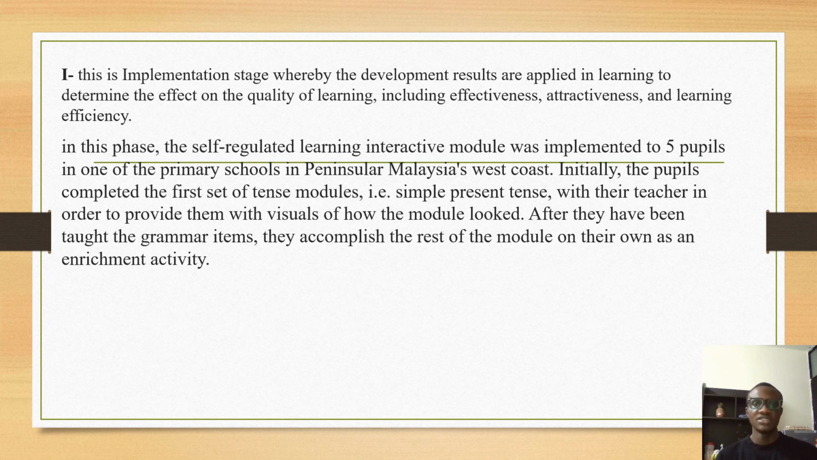In this phase, the self-regulated learning interactive module was implemented with 5 pupils in one of the primary schools in Peninsular Malaysia West Coast. Initially, the pupils completed the first set of 10 modules, that is the simple present tense, with their teacher in order to provide them with a visual of how the module looks after they have been taught the grammar item. They accomplished the rest of the module on their own as an enrichment activity. This is the implementation stage, where the developed module was implemented with 5 pupils in a primary school on the Peninsular Malaysia West Coast.